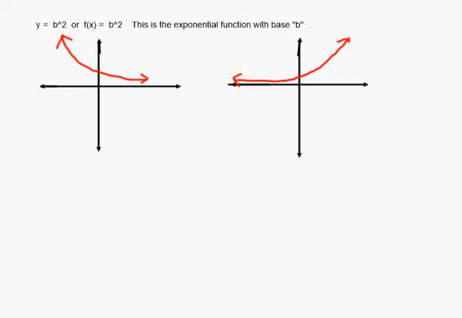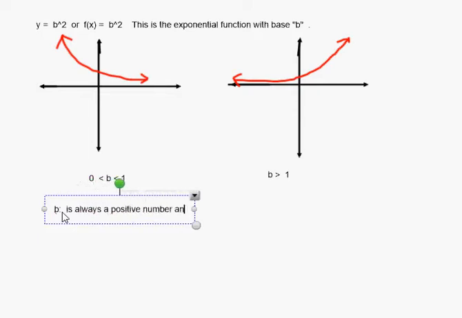Now, if the b value is between 0 and 1, we will have a decreasing function. But if the b value is greater than 1, we will have an increasing function. B is always a positive number and not equal to 1.